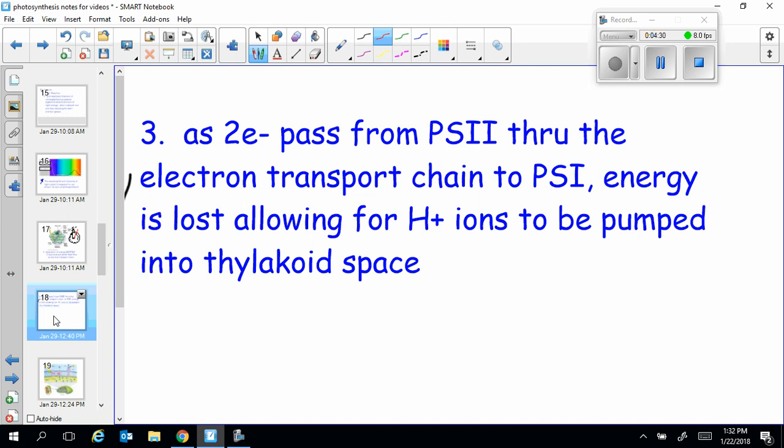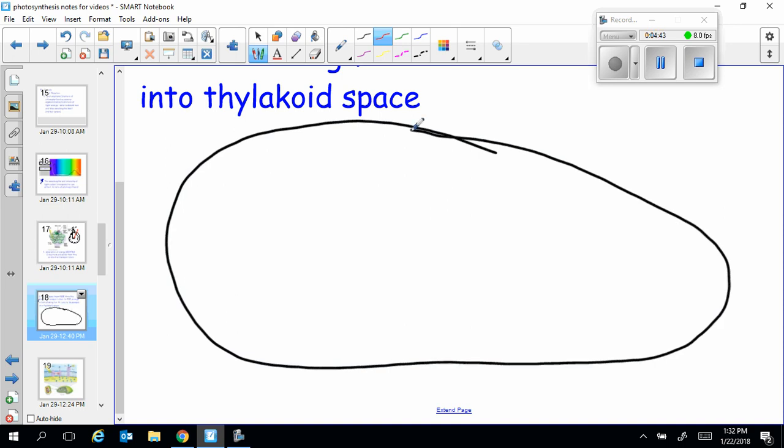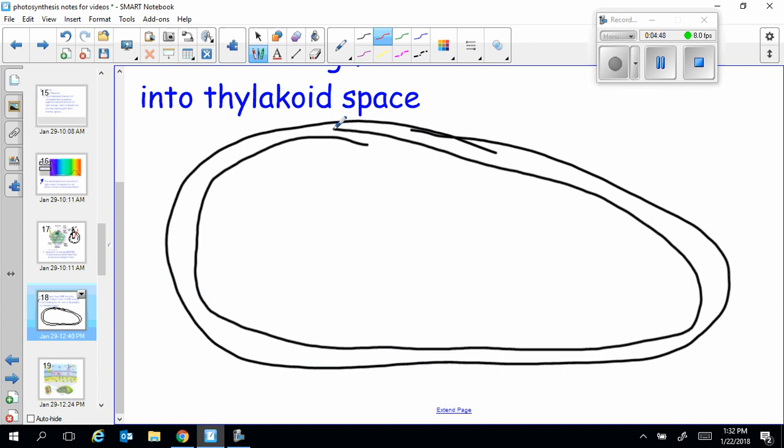So it's able to pump hydrogen ions against the gradient into the thylakoid space. So I want to spend some time drawing this out and making sure you understand. First I'm going to draw just one part of a grana. So this would be one thylakoid membrane, and inside of here is the lumen.